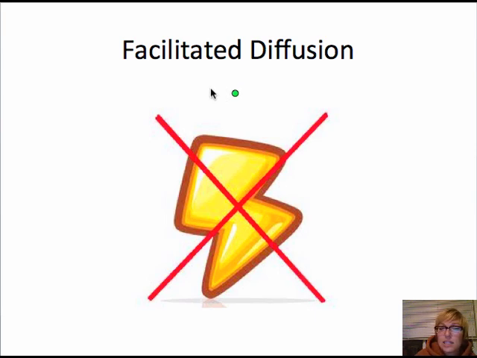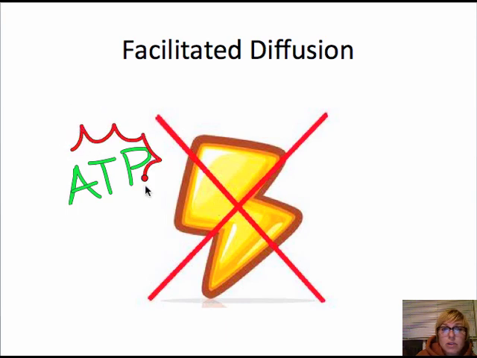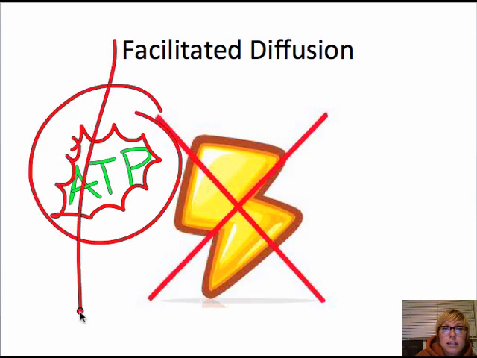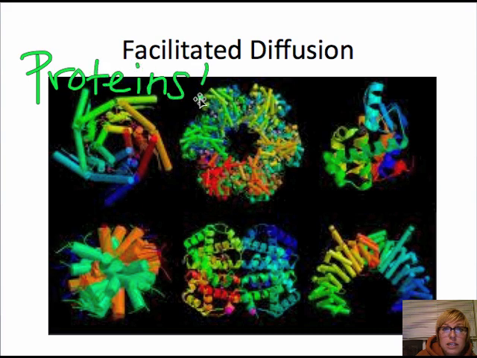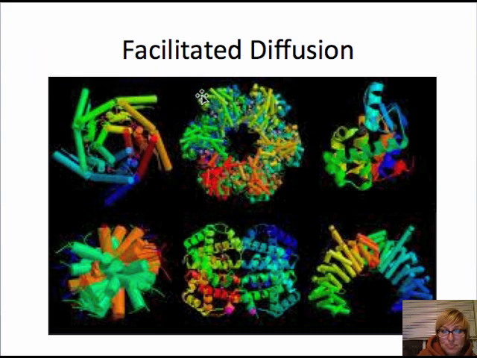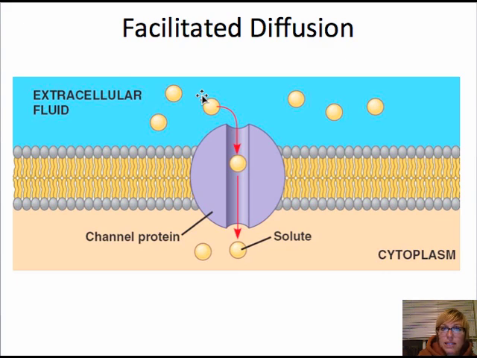Now, facilitated diffusion does not use ATP. We know that ATP, adenosine triphosphate, is the molecule used to do work in our cells, and facilitated diffusion does not use this. So what does it use? Well, it uses our superstars, proteins, and it uses a bunch of different types of proteins. Let's talk about them. The first type of protein I'd like to talk about is a channel protein.